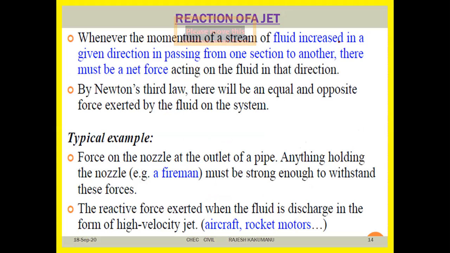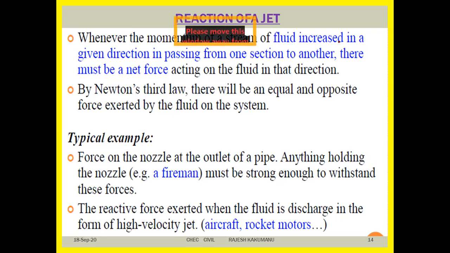Next, the fourth example is reaction of a jet. Whenever the momentum of a stream of fluid increases in a given direction, whenever the fluid is flowing in a pipe, either in x direction or y direction, what happens from one section to the other section? There must be a net force acting on the fluid in that direction, right? So whenever it is increasing, there will be a total force acting on the pipe. That total force is nothing but the net force acting on the pipe in that direction.